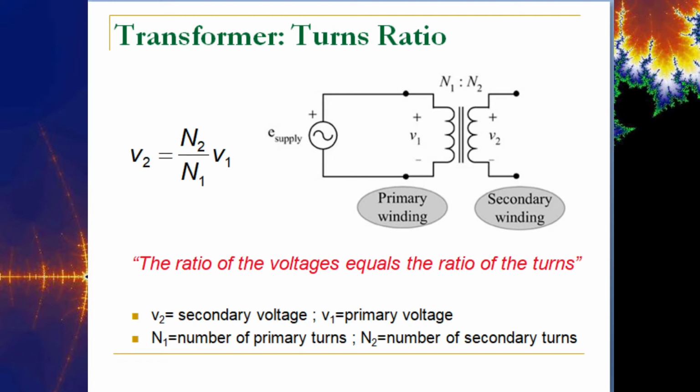So there's this common saying when you talk about the turns ratio, that the ratio of the voltages equals the ratio of the turns. You just have to remember that the turns and the voltages are directly proportional to one another, and that the currents, secondary and primary, are inversely proportional to the turns ratio. So you can manipulate those ratios: if you have the primary voltage and the turns ratio, you should be able to figure out the secondary, or if you go in the reverse order, if you have the primary and the secondary voltages, you should be able to figure out the turns ratio.